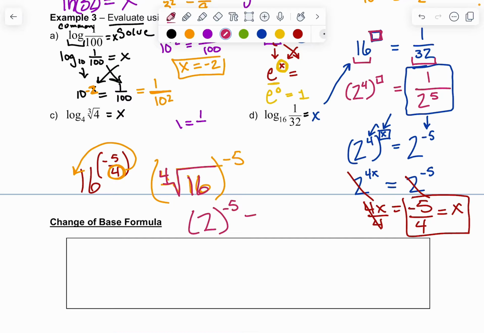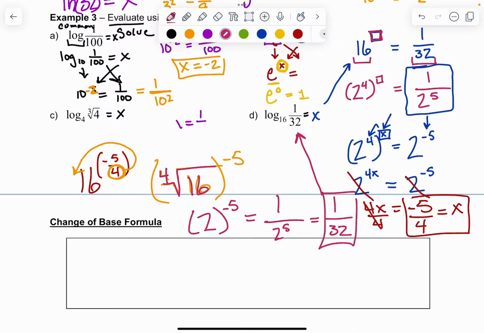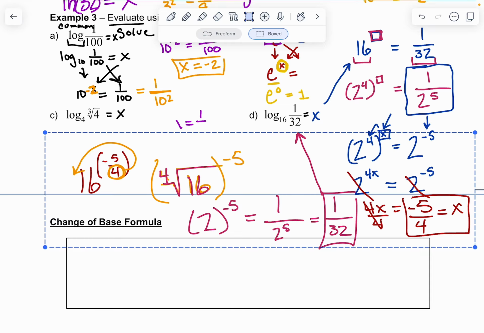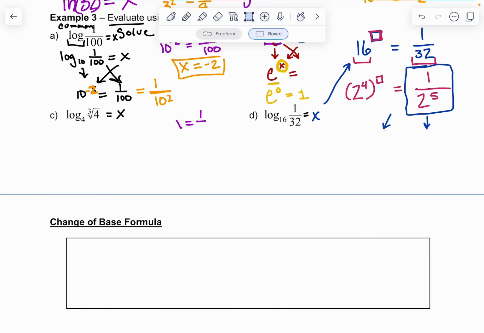2 to the negative 5th is the same as 1 over 2 to the 5th, which is the same as 1 over 32, which matches up there. So you can prove it if you're doubting your answer and need to double check it. You should always be able to reverse and check your work.